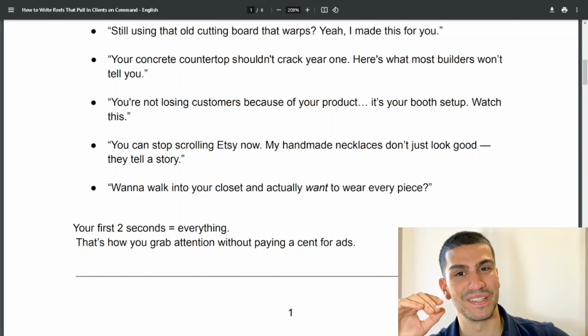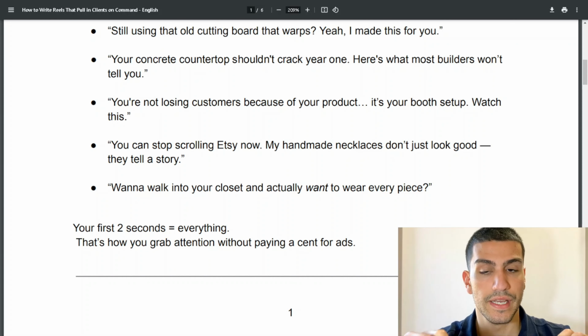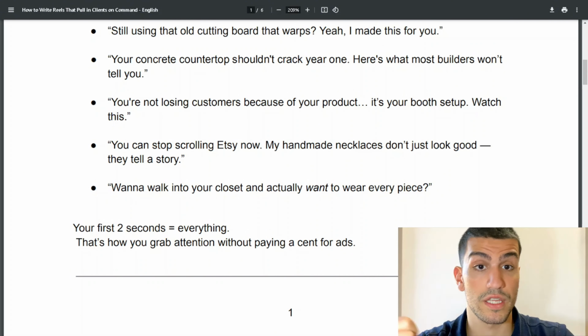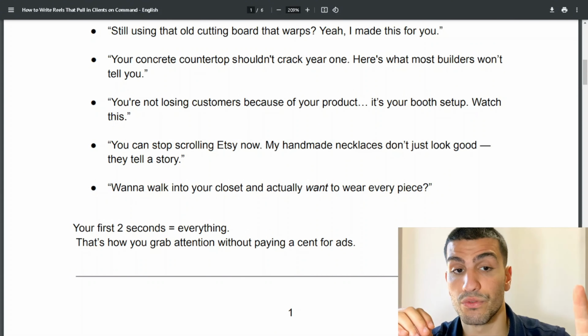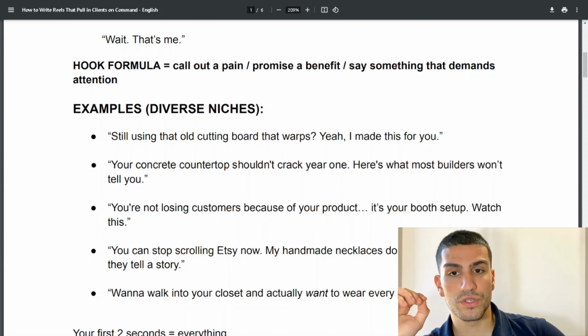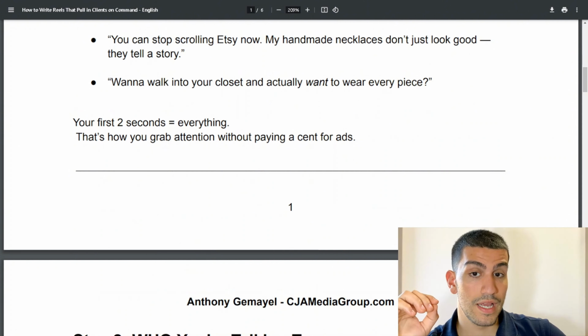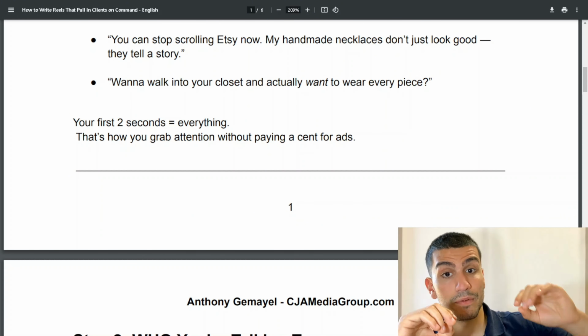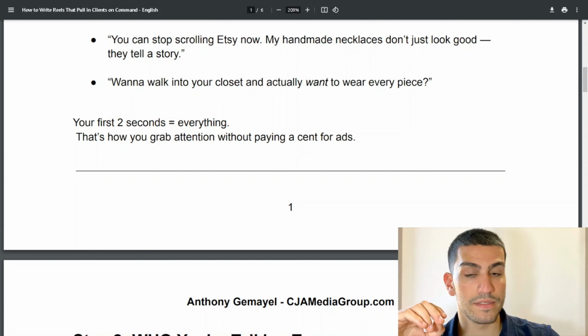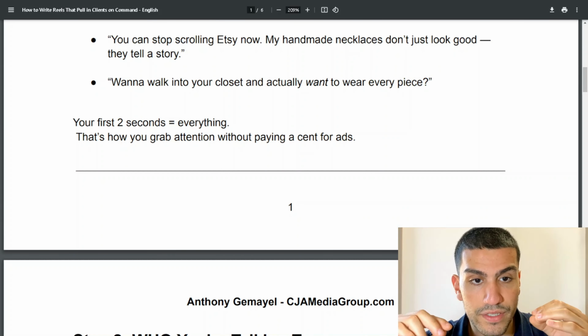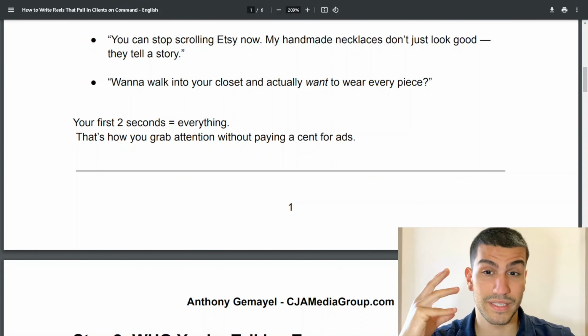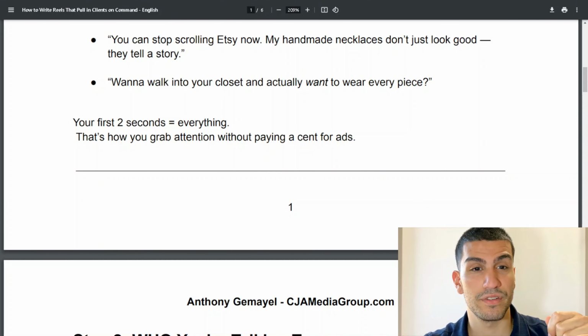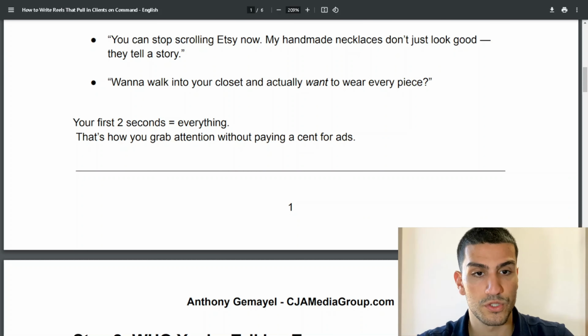Let's be limited to the hook. So this hook is saying, if you're having this problem, if you're opening your closet and not knowing what to wear, I'm gonna give you a solution for that. But I'm not only giving you a solution for that, it's like promising a benefit also. I'm gonna tell you how to make every single piece something you wanna wear. It's a big benefit and it's a big promise. It's like, yeah, I wanna solve my problem, I wanna get this benefit, I wanna get this solution, so let me watch the video. So, your first 2 seconds is everything. That's how you grab attention without paying a single cent on ads.